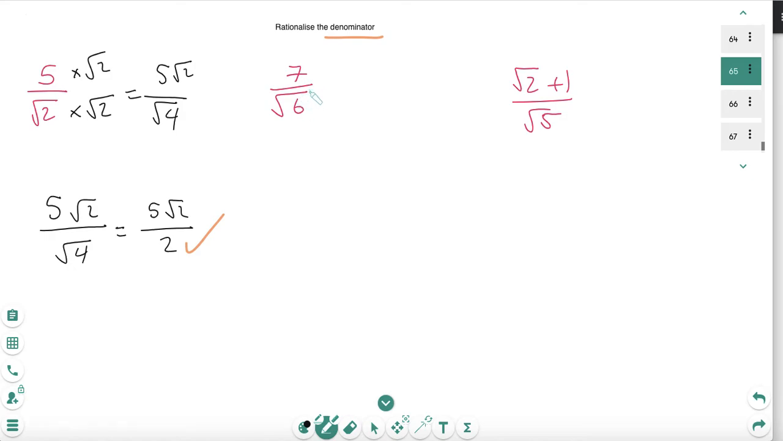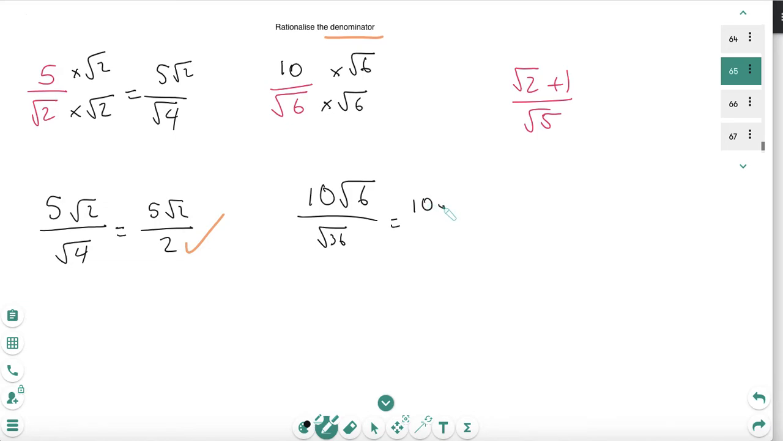Next one, same thing. Rationalize the denominator. So how do you get rid of root 6? You're going to times it by itself and times this by itself. Actually, I'm going to change it to, instead of 7, I'm going to use 10. 10 times root 6 is 10 root 6. Root 6 times root 6 is root 36.